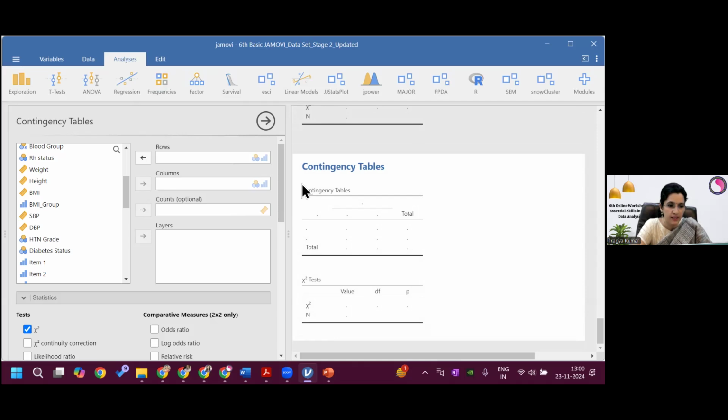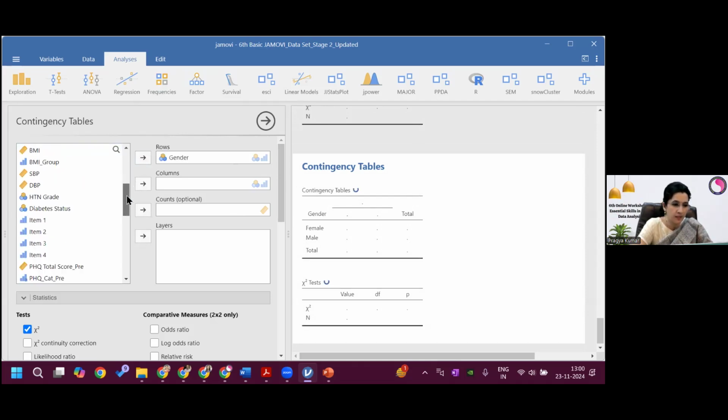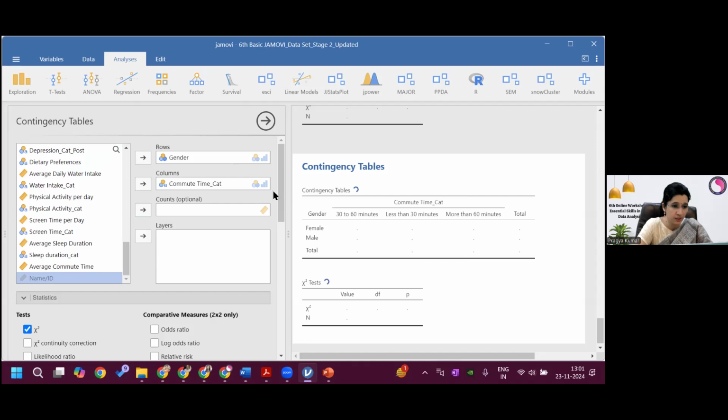If you click this, now let's see. I believe that women take more time in commuting as compared to men. So I want to see the association between gender and commuting time. I have put gender, which is my independent variable, in the row, and the dependent variable in the column. So my column is commuting time, which is my category of commuting time.